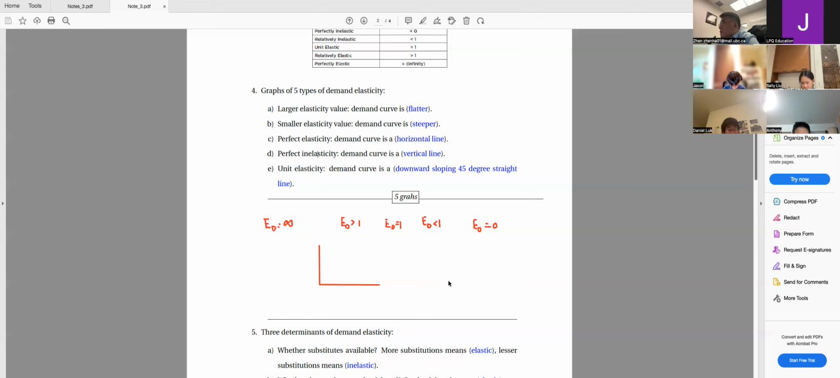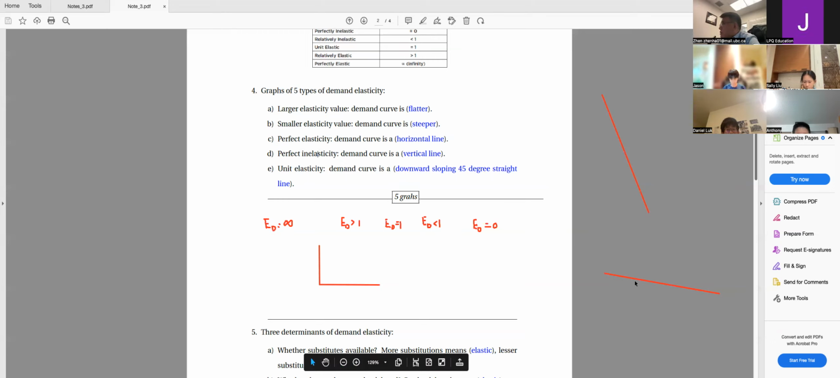Take a guess. If ED is greater than 1, indicating that all the consumers care about price change, should your demand curve be steeper or flatter? How does your demand curve look? It should be this one or this one.